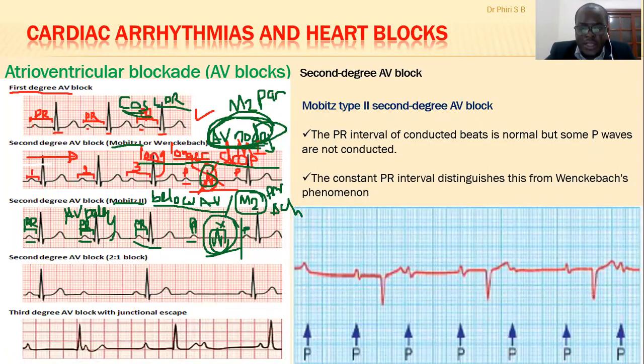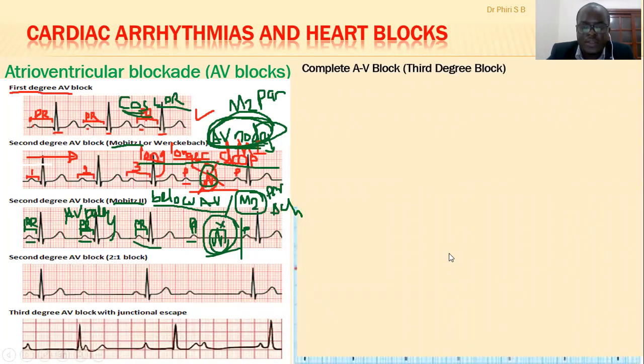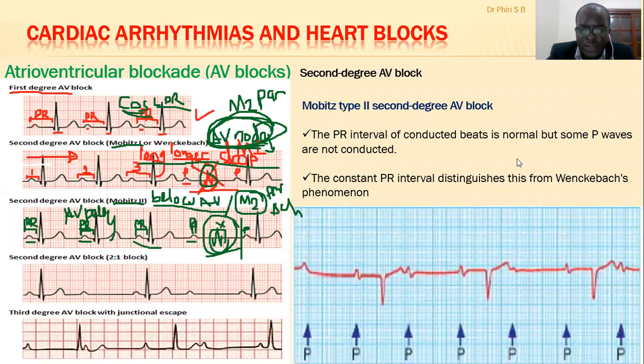So you can see from this diagram again, it's just the same Mobitz type 2. You can see that there is a normal PR interval from here to here. Then there's a missing wave. So you can see from here that you have a normal PR interval. Even here it's normal, but you have a missing QRS complex here. So you have the normal PR interval, but you have a missing QRS complex. So this is an example of Mobitz type 2.